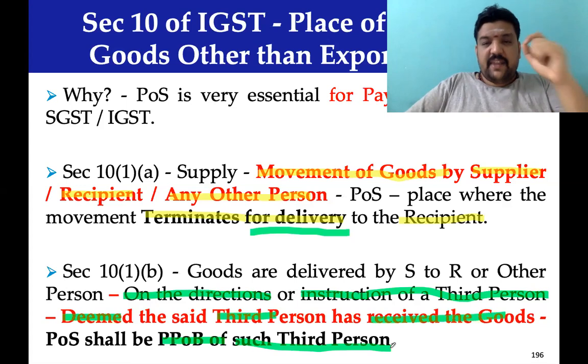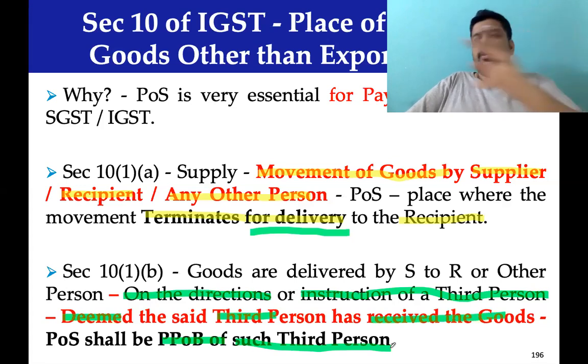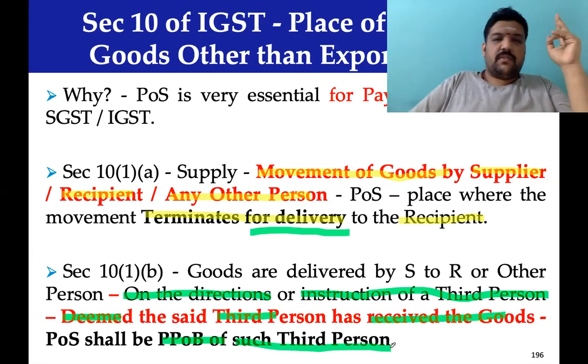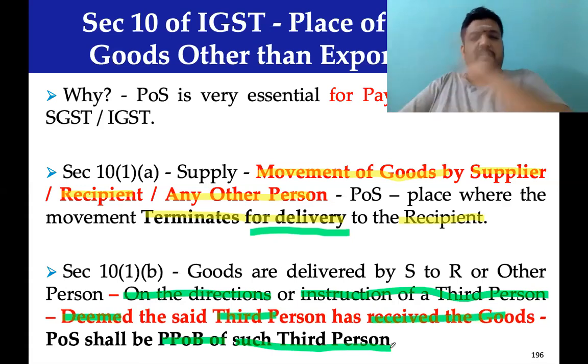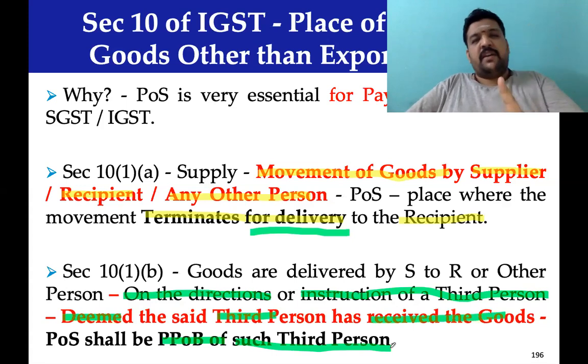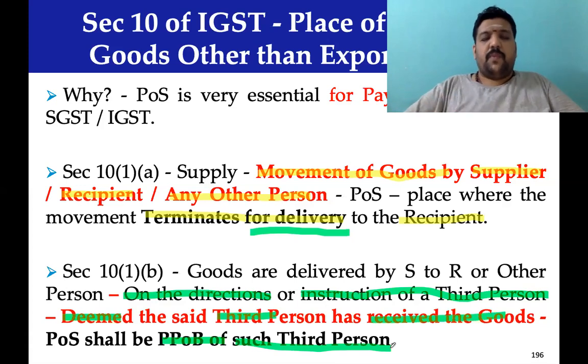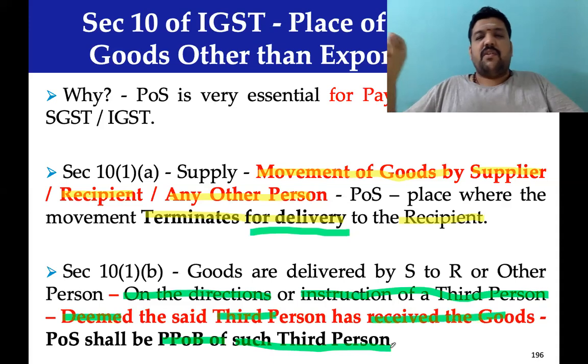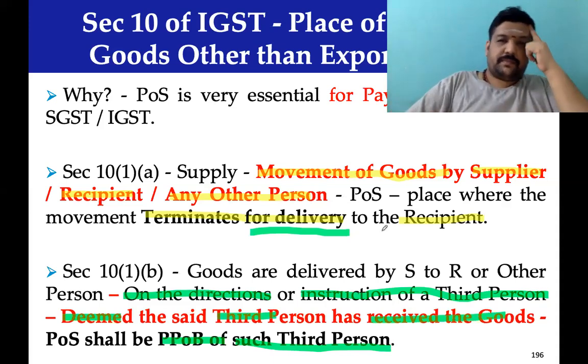Goods are delivered by the supplier to the recipient or other person. The goods go from the supplier to the recipient, or from the supplier to another person, as per the directions or instructions of a third person. The place of supply will be the principal place of business of the third person.